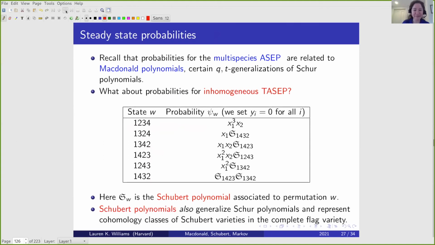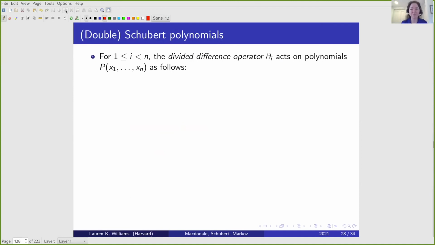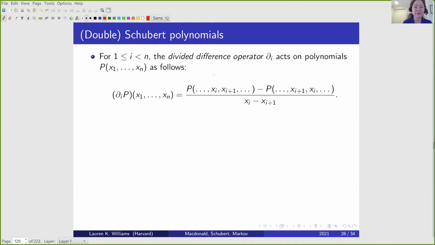Thank you for asking. Okay, so what are these Schubert polynomials? Let me define what's called the divided difference operator. If we have a polynomial p in n variables, p of x1 through xn, then the divided difference operator del i is defined as follows. You take the same polynomial p, but you interchange xi and xi plus 1. This difference of polynomials is divisible by xi minus xi plus 1, so then you divide by that quantity.